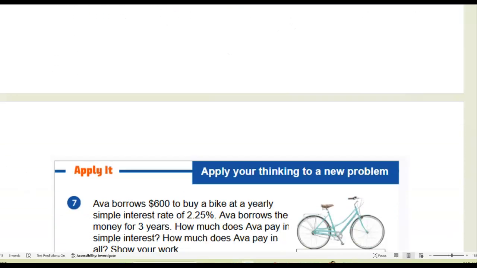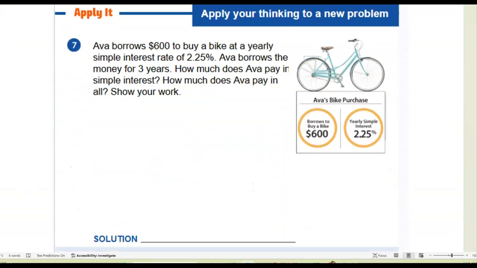Move to page 428. So Ava borrows $600 to buy a bike at a yearly simple interest rate of 2.25%. So our principal is 600. Our rate is 0.0225. And she borrows it for 3 years. How much does Ava pay in simple interest? How much does Ava pay in all?